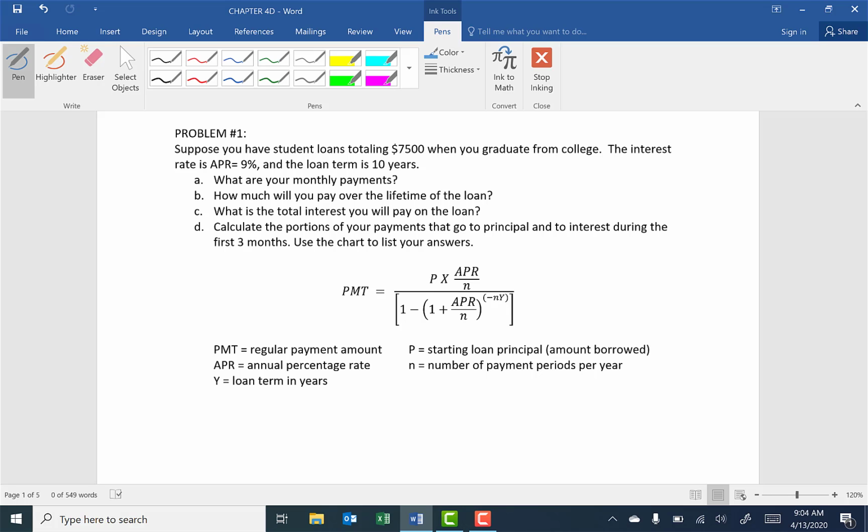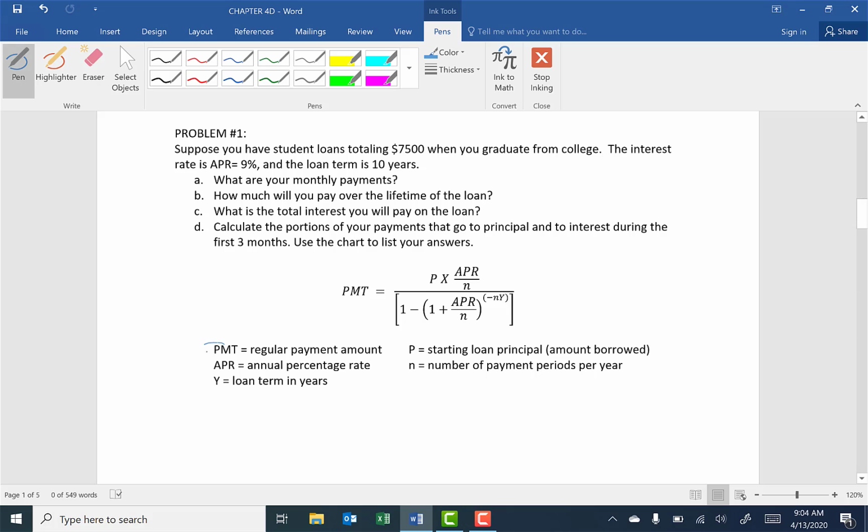It won't be the $7,500 you borrowed. It'll be a whole lot more. C, what is the total interest you'll pay on the loan? And D, calculate the portions of your payments that go to principal and to interest during the first 3 months. Use the chart to list your answers. That's a really long section we might not get to. So let's start with the formula.